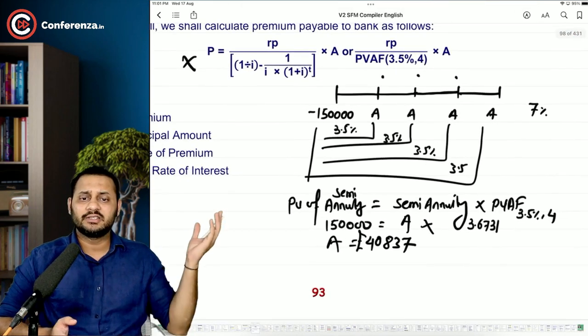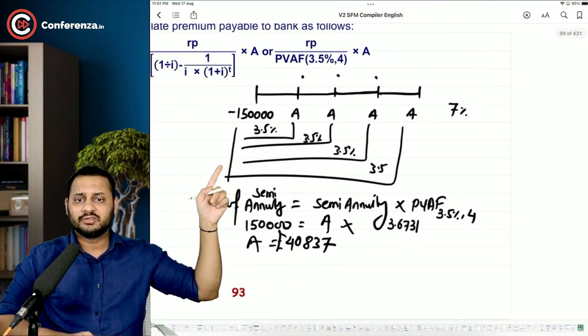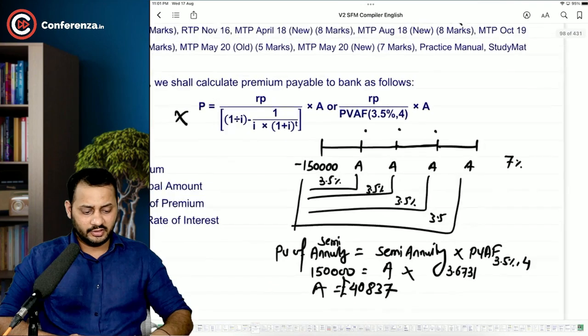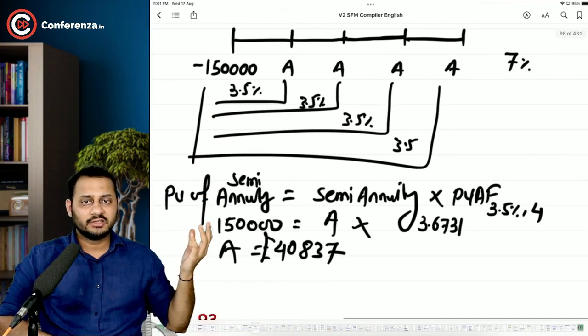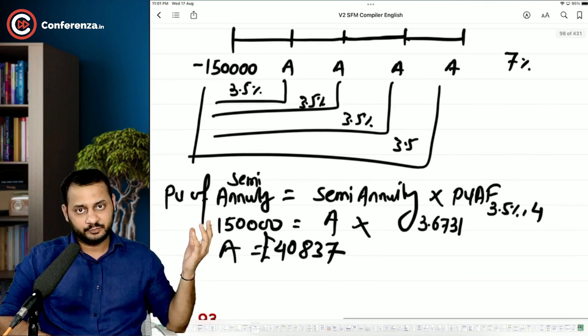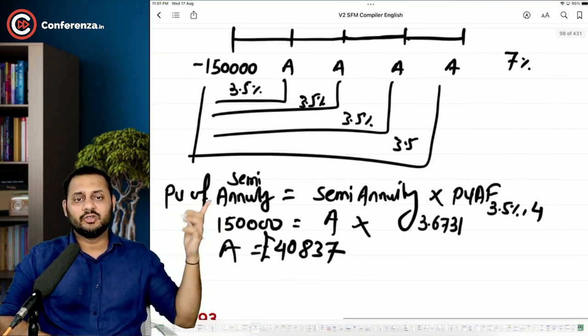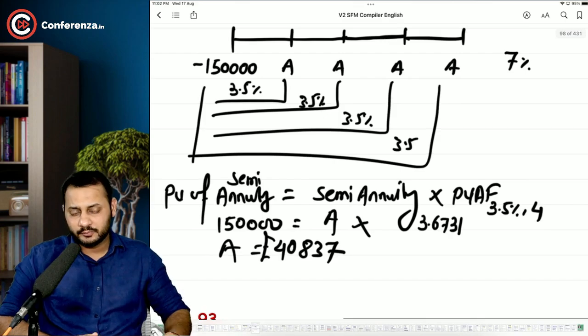It's the present value of annuity. 1,50,000 is today's figure. We have to calculate the equivalent amount for all the reset periods. We have discussed this in the time value of money lecture. Present value of annuity is equal to annuity multiplied by annuity factor.